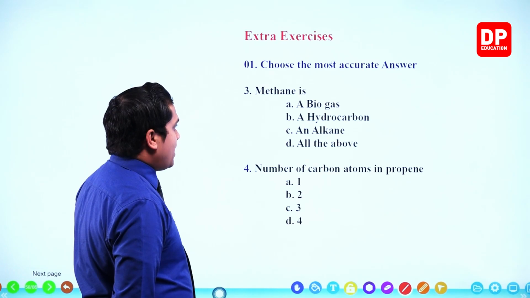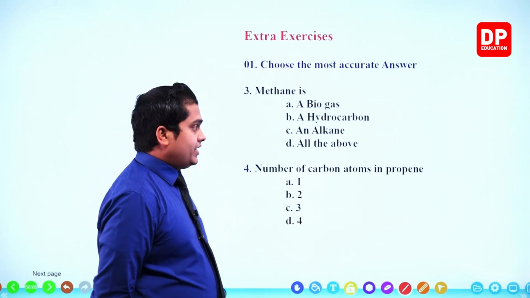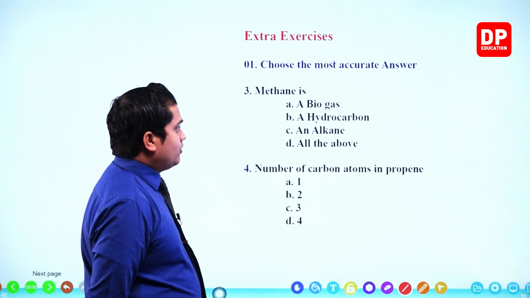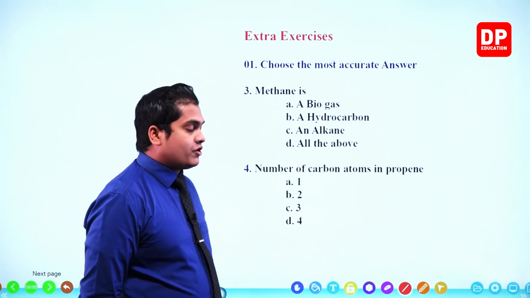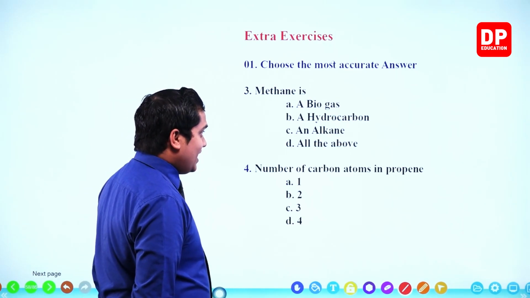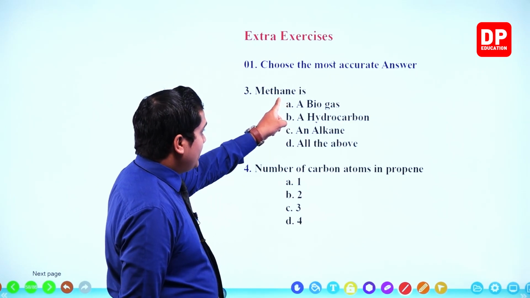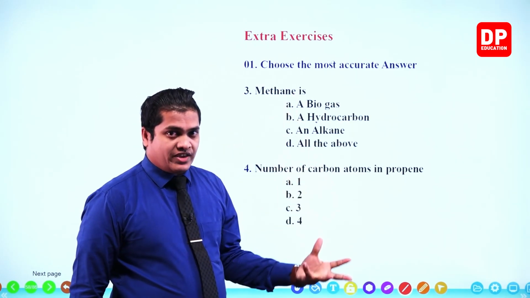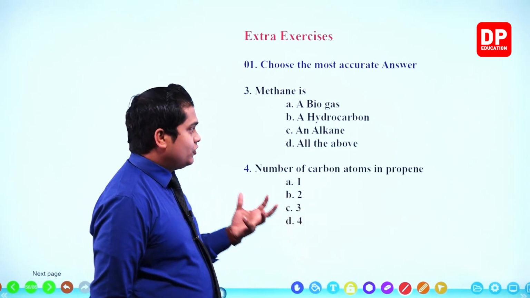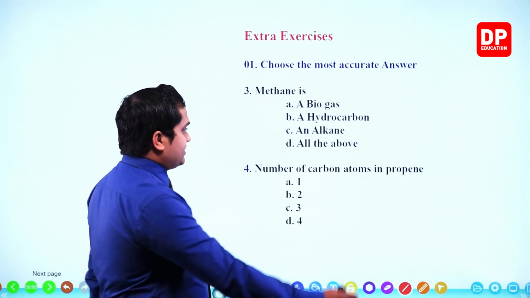Methane is a biogas. Correct. We discussed that methane is a biogas, right? A hydrocarbon. Once again correct. It is a hydrocarbon because it contains only carbon and hydrogen. An alkane. Once again correct. In the last, you can observe ane. So, if it is showing ane, then definitely you know that it contains an alkane. So, all of these things are correct.